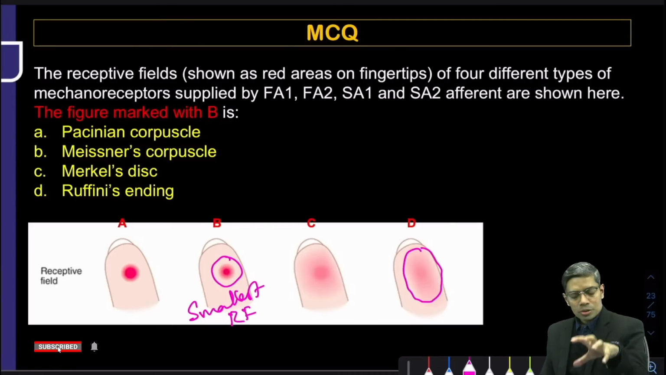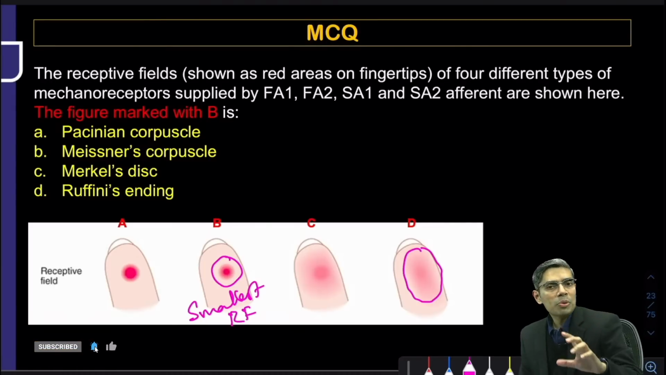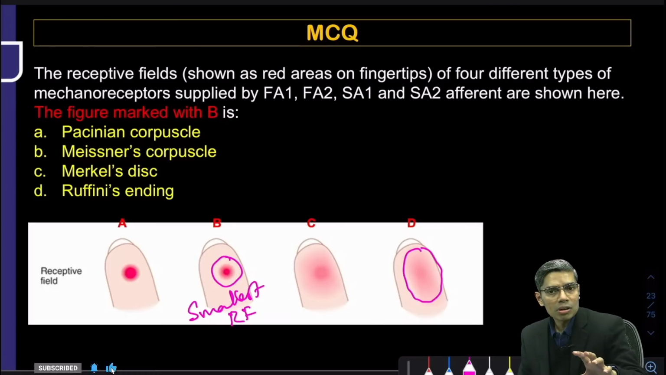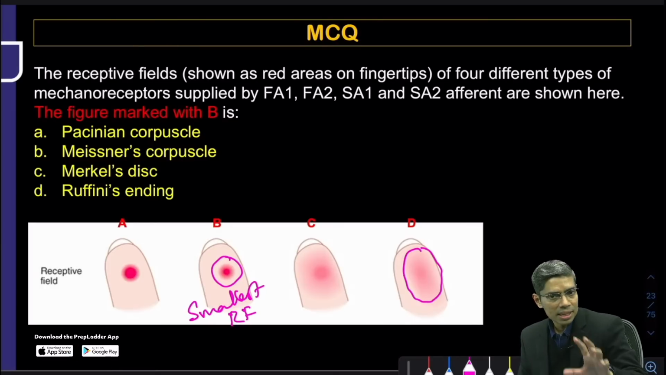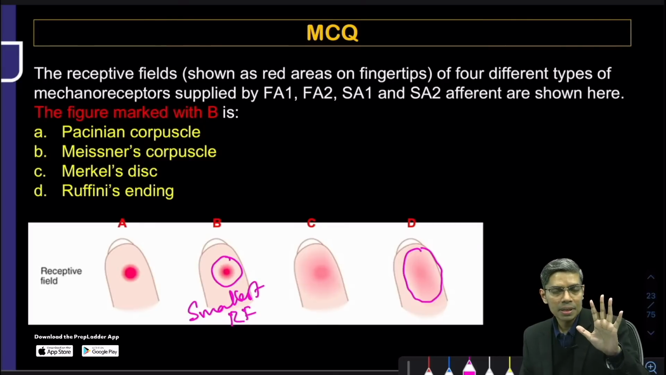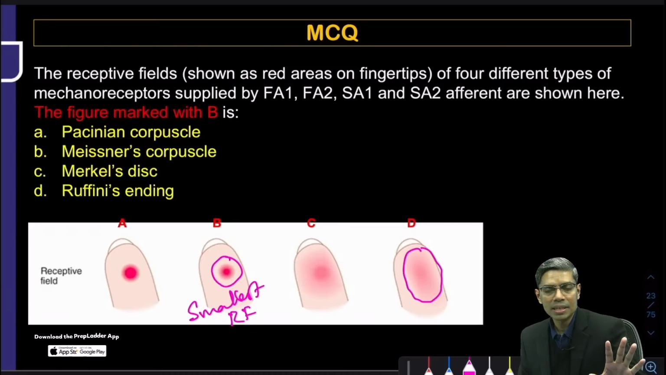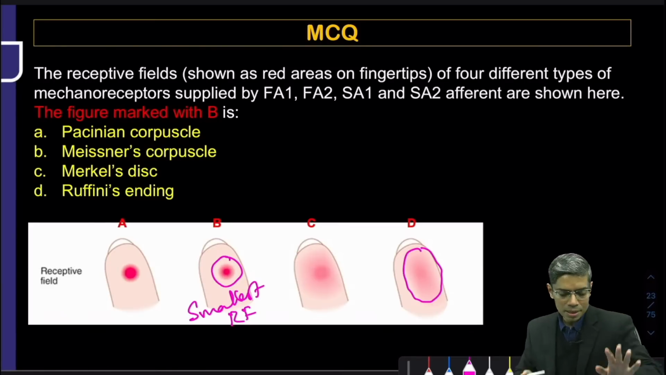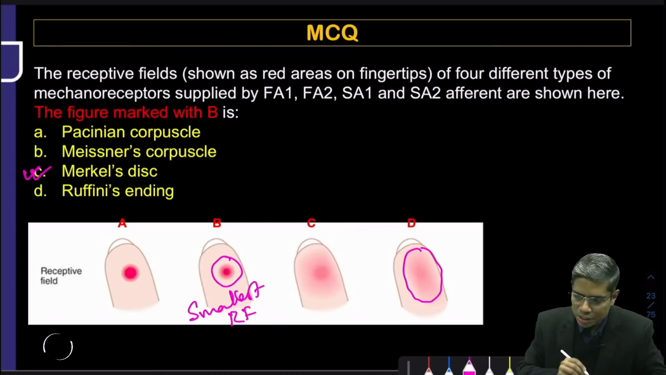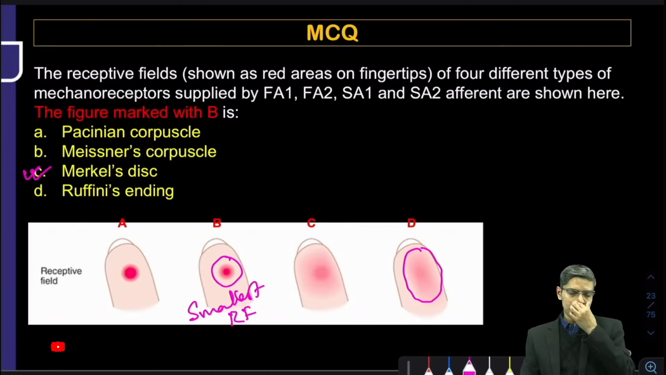So this question you have to answer based on your concept: which touch receptor, which mechanoreceptor present on your fingertips has the smallest receptive field, and the answer is directly Merkel's, right. So that is why the answer of this question is Merkel's. The smallest receptive field is Merkel's.